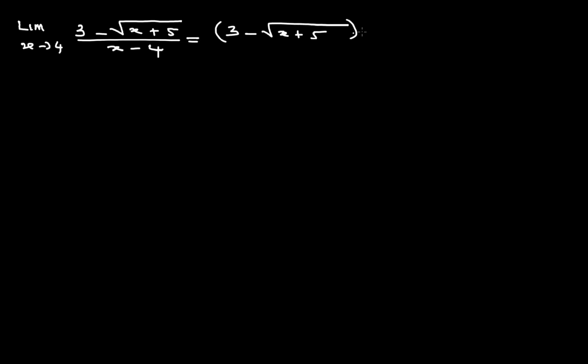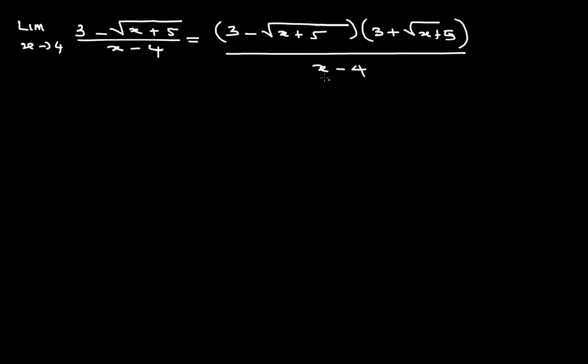Right, so I'll do its conjugate. Now its conjugate is going to be 3 plus root x plus 4 plus 5. All right, then here we'll have x minus 4. And then with the conjugate, which is this same one on top, 3 plus root x plus 5.